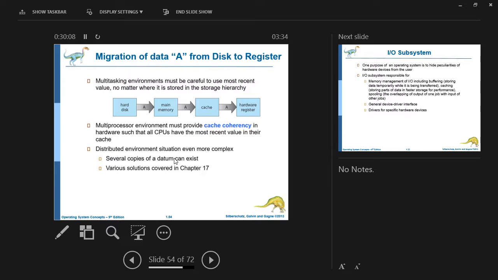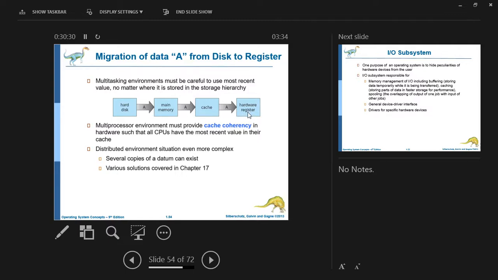You can see it with different stages across, right? A multitasking environment must be careful to use the most recent value, no matter where it is stored in the storage hierarchy. If you have certain data in hard disk, that has to be transferred from hard disk to main memory first, then from main memory to cache it goes, then the hardware register. This is how you find the hierarchy, right?